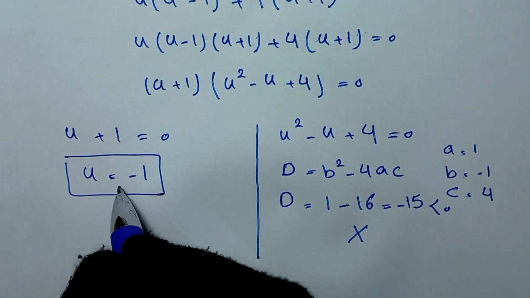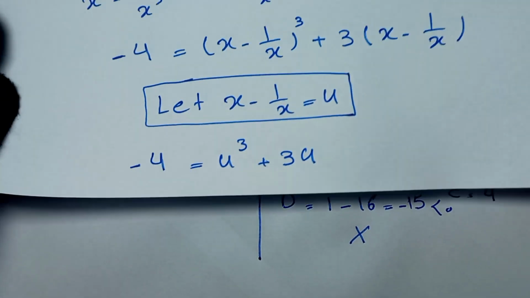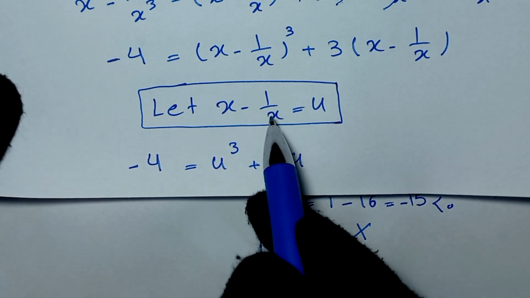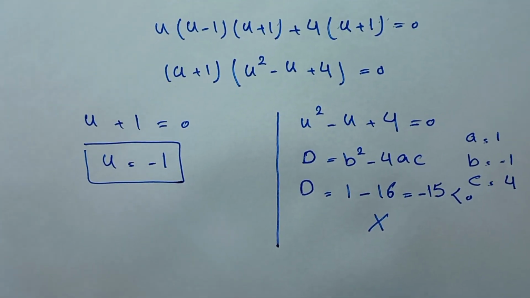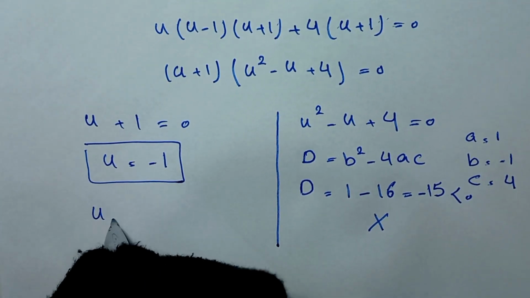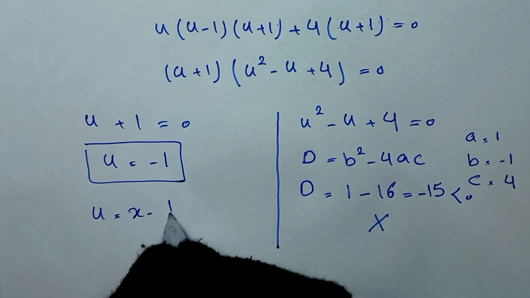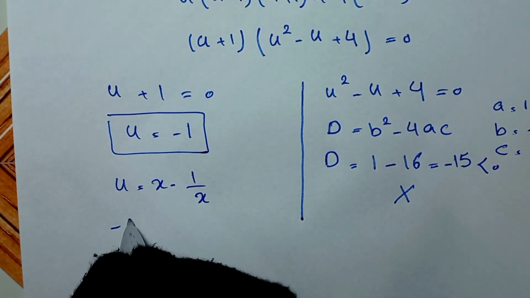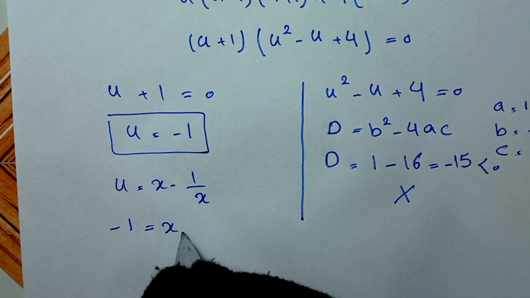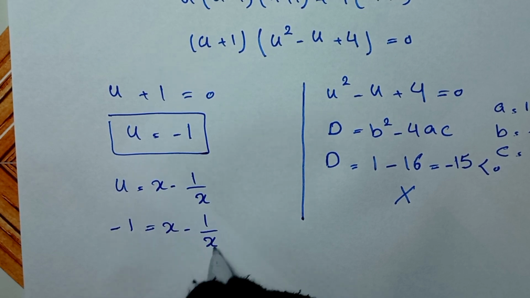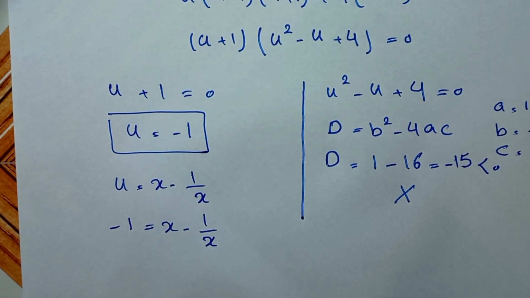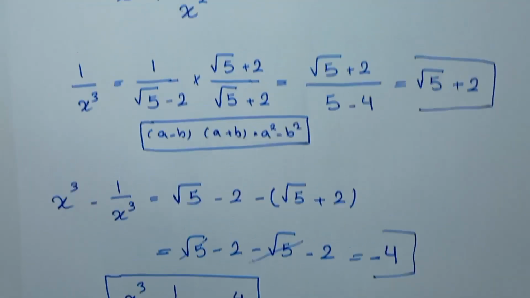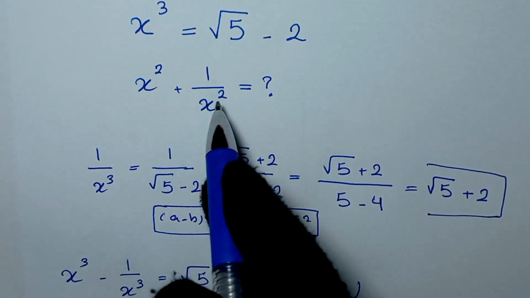And we recall u is equal to x minus 1 over x. So in here, it will be u is equal to x minus 1 over x, right? And u is negative 1. So negative 1 is equal to x minus 1 over x. And we want to find the value of x squared plus 1 over x squared, right?